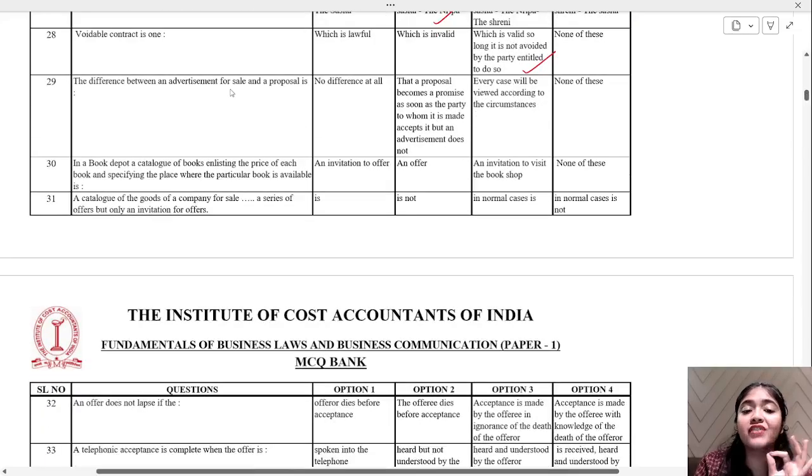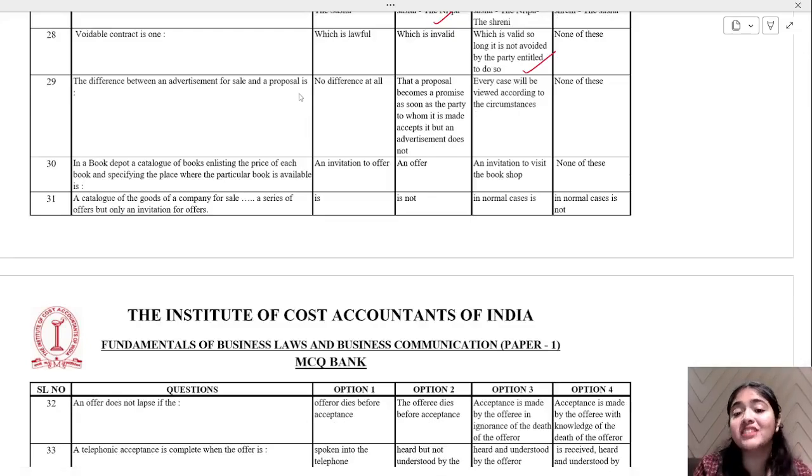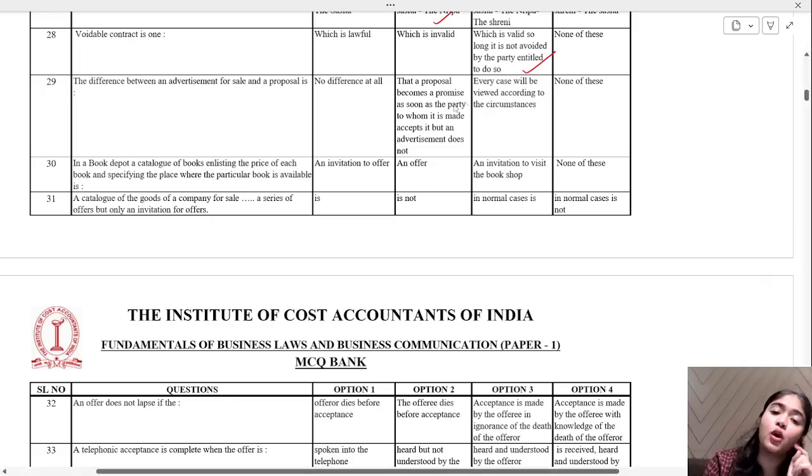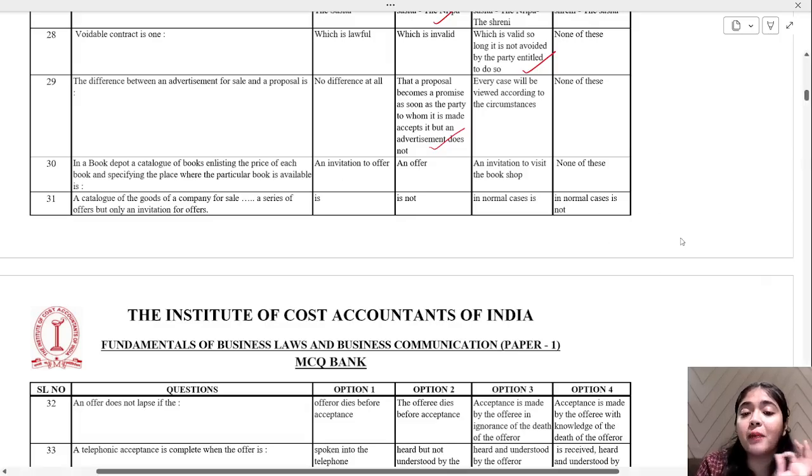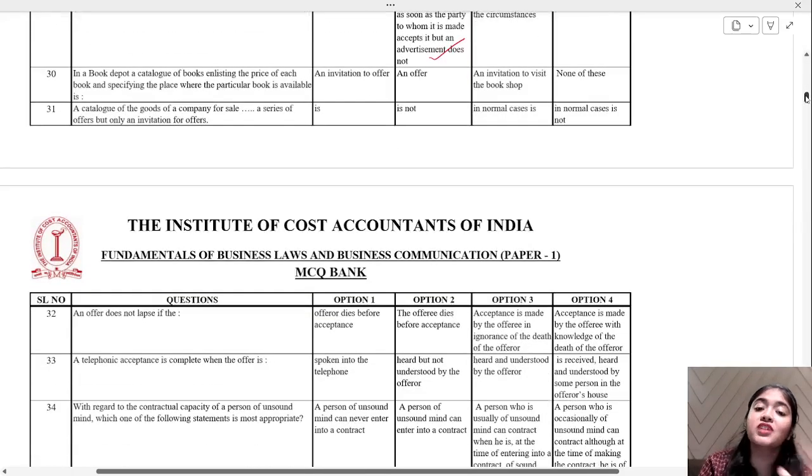The difference between an advertisement for sale and a proposal is no difference at all, or that a proposal becomes a promise as soon as the party to whom it is made accepts it, but an advertisement does not, or every case will be viewed according to circumstances, or none of these. So your option number 2 is correct, that a proposal becomes a promise as soon as the party to whom it is made accepts it, but an advertisement does not. Okay, when the proposal is accepted, they agree with it, that time you can say it becomes an offer.